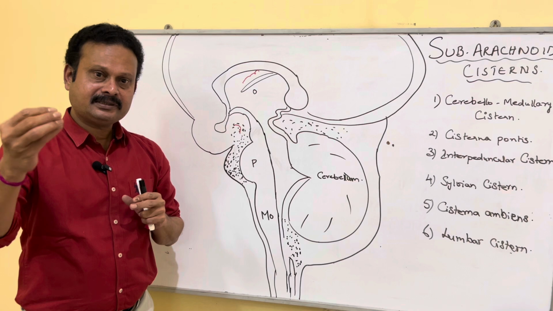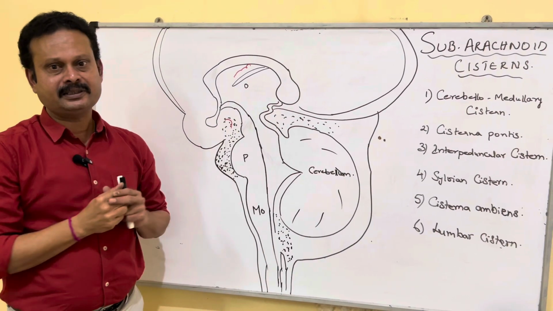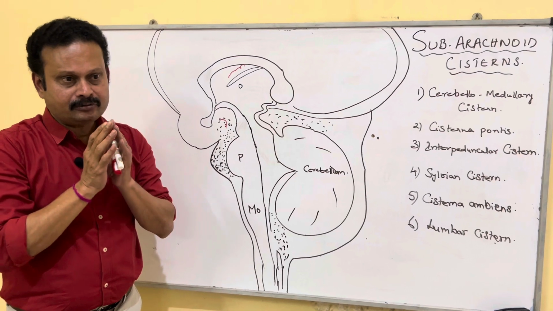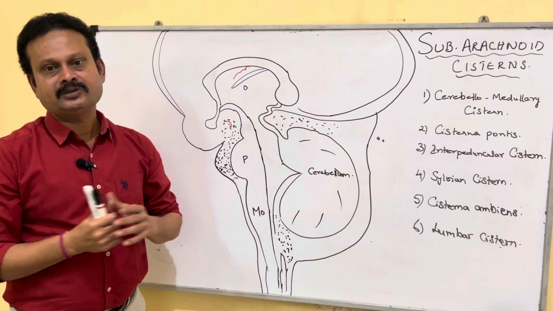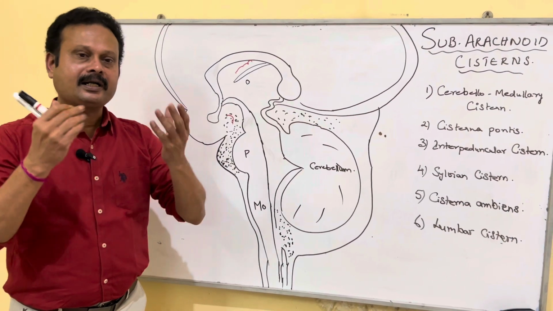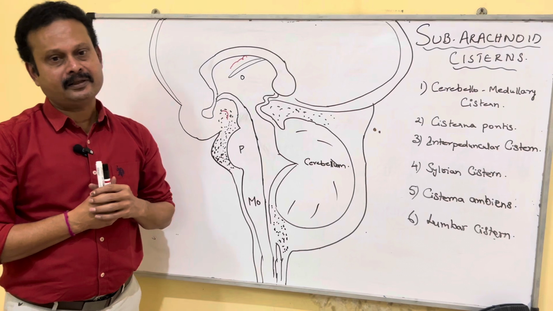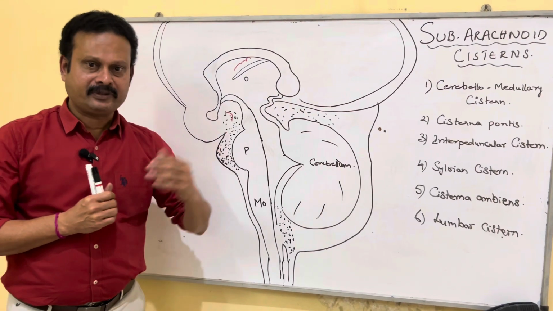And the pulsations of the arteries present within the cistern help to force the cerebrospinal fluid to reach the superolateral surface of the cerebrum and finally into the arachnoid villi and arachnoid granulations for absorption. So, those are the functions.